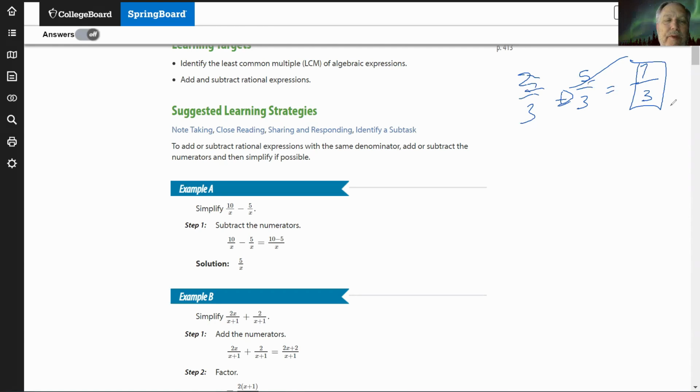In the example that we're given, we have 10 over x minus 5 over x. We look at our denominators. Both are x, so they're the same. Since we have a common denominator, our answer is going to have the same denominator, and we simply combine the numerators. So it is 10 minus 5, which is 5. Our answer is 5 over x.